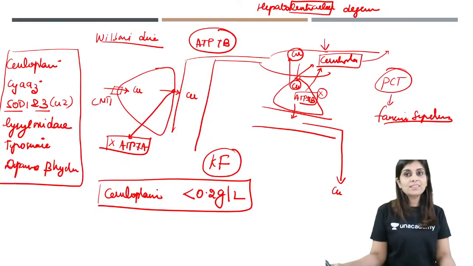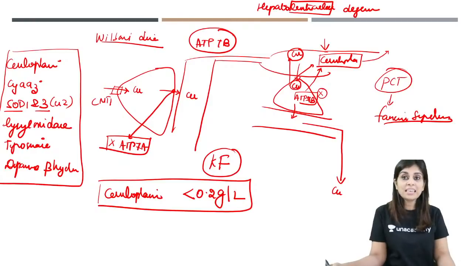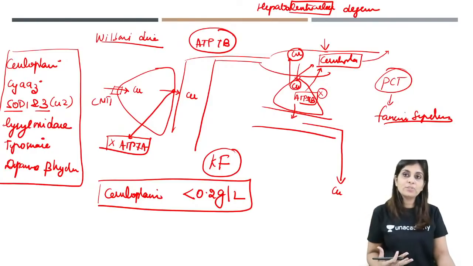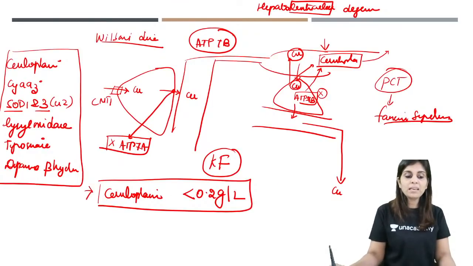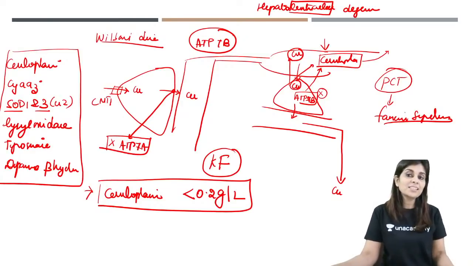ceruloplasmin is an acute phase reactant. So anybody who presents with liver disorder will have an acute inflammation. So ceruloplasmin level may be falsely elevated. So in Wilson's disease, when there is acute inflammation of liver, ceruloplasmin level might be falsely normal. That is why you should not be making a diagnosis of Wilson's disease just based on ceruloplasmin level.